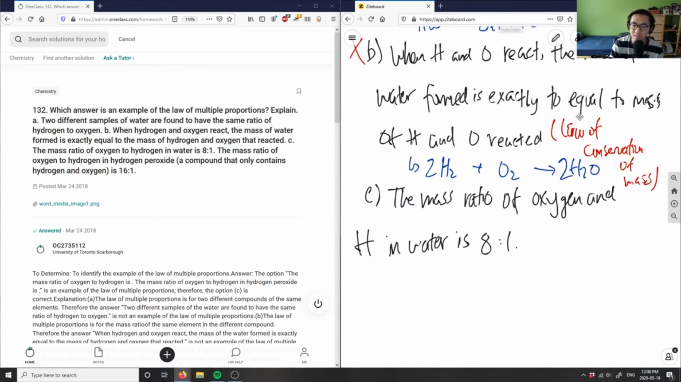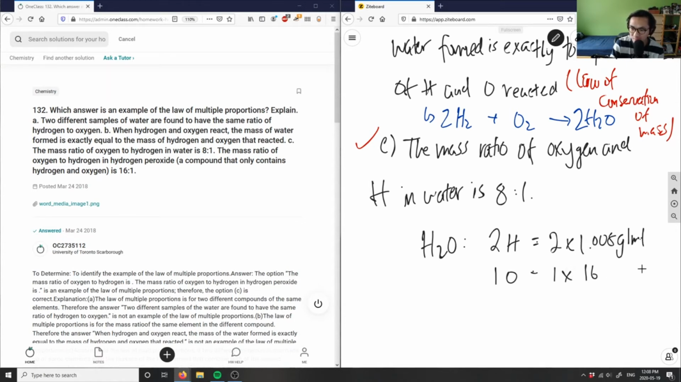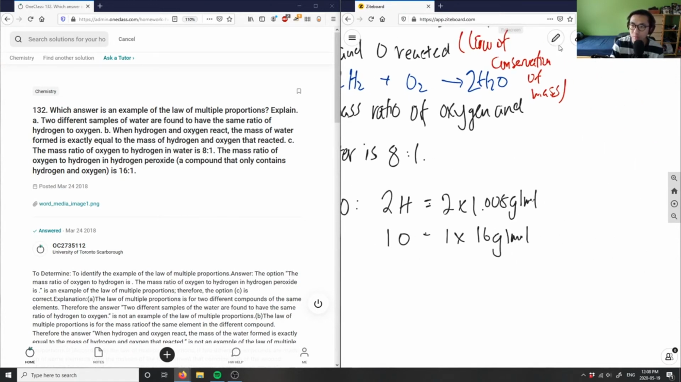And then finally, which means C has to be our right answer, but why is it our right answer here? Well, it's saying the mass ratio of oxygen and hydrogen in water is 8:1, right? So I'm looking at the ratio. So let me write water here. Water is H2O. And for the masses of hydrogen and oxygen, remember, I have 2 hydrogens and 1 oxygen, and this is going to equal 2 times 1.008 grams per mole, and I also have 1 times 16, I'll just assume 16 grams per mole here, which is approximately equal to 2, and this is equal to 16.